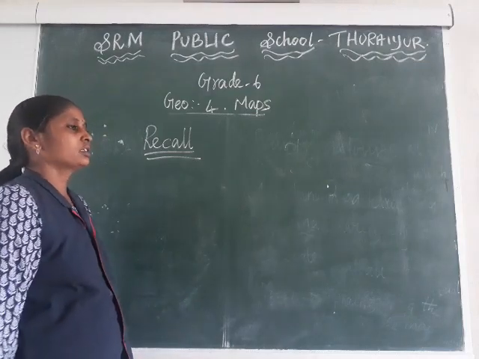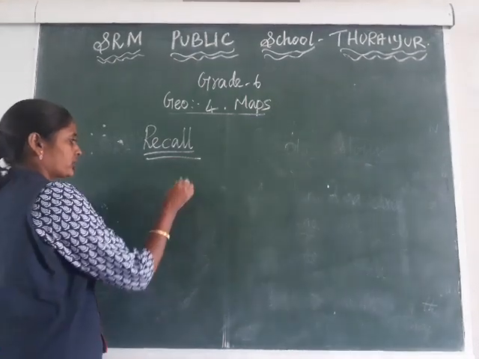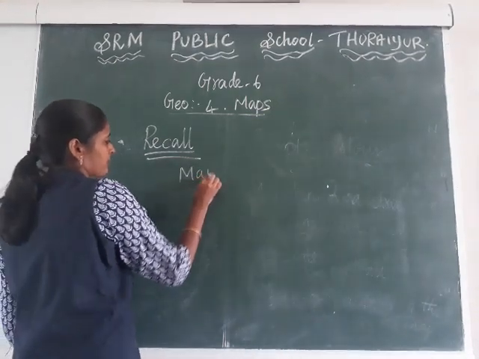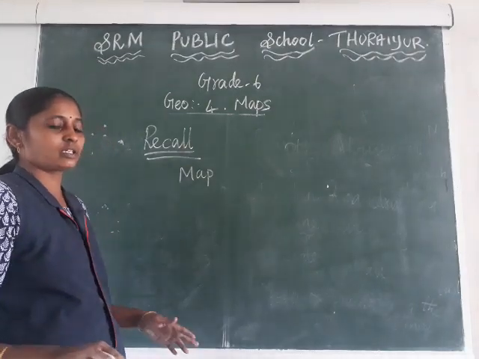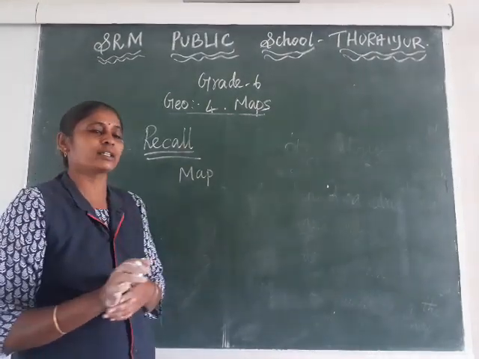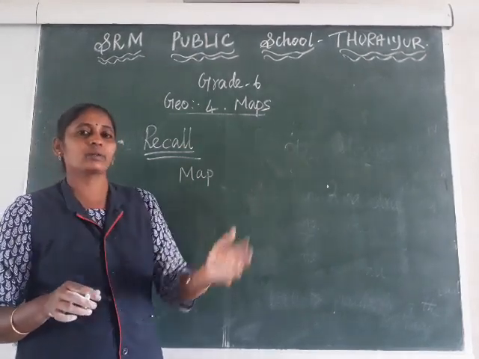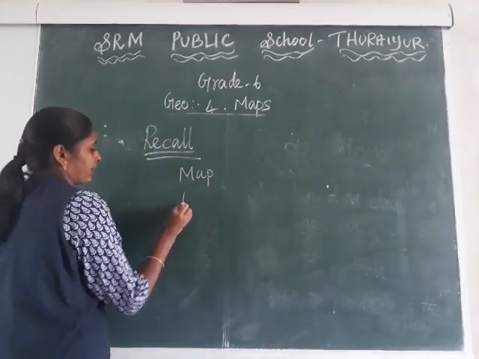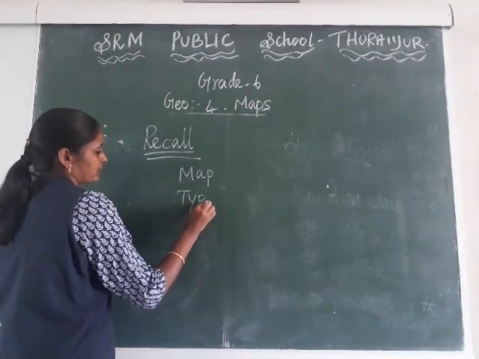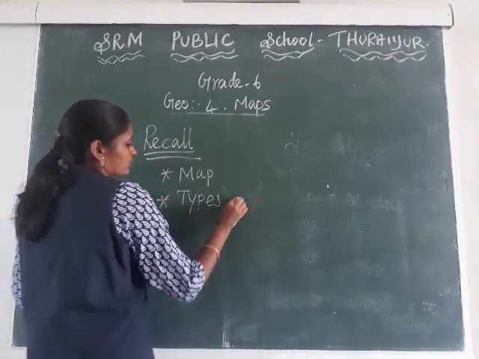So here we come to the end. Up to now, what we discussed is the definition of a map. A map is a drawing on a flat surface. With the help of a map we can understand the distance from one place to another place, the boundaries, everything we discussed. And then we discussed types of map.